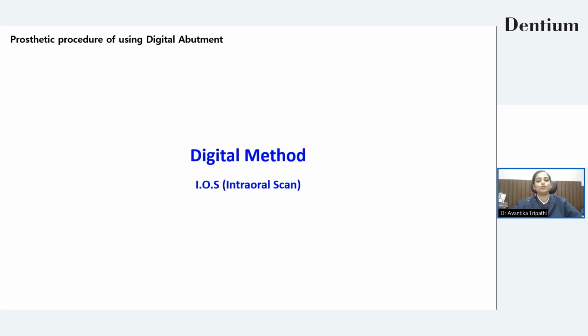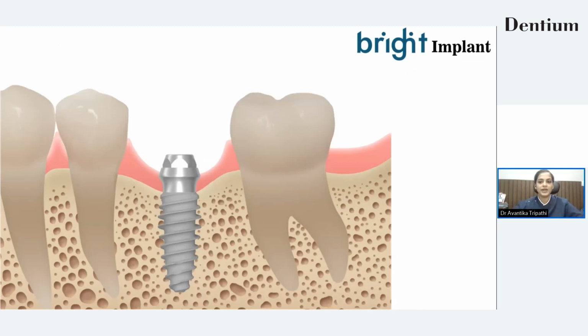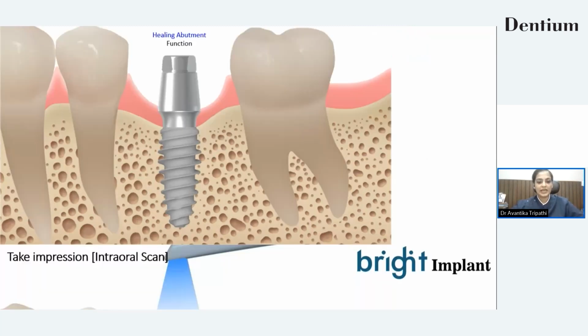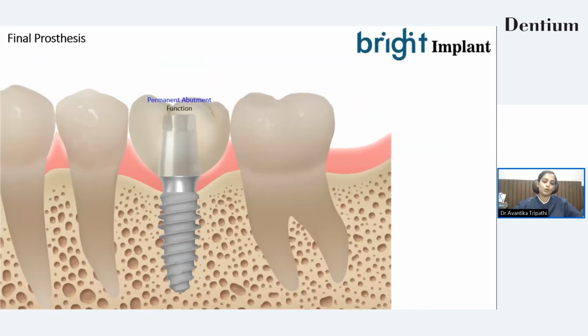If I'm going to use the intraoral scanning method, then over a tissue level implant, first I am going to place a healing abutment, which is a digital abutment only. So right now, this digital abutment will serve the healing abutment function. Then over the same abutment, I will scan it. So now it will be used as a scan abutment. Then I am going to put a crown over it. Now the same abutment will act as a permanent abutment.